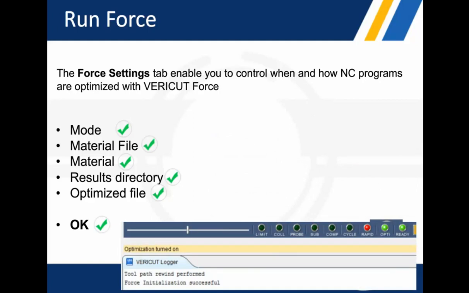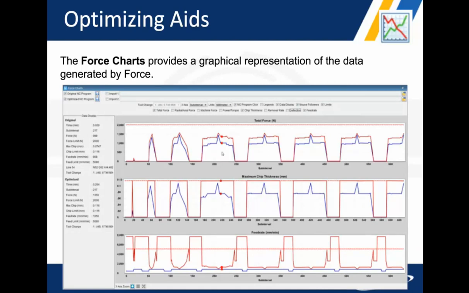So running Force is basically running VERICUT, but you turned Force on after filling in a few menus. While it's cutting, it's actually optimizing at the same time.